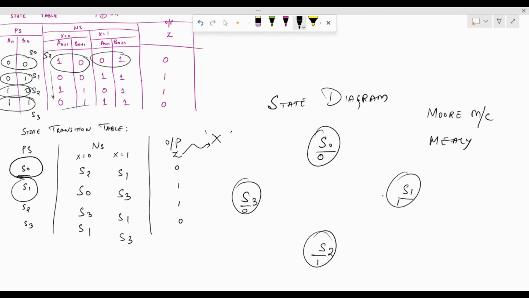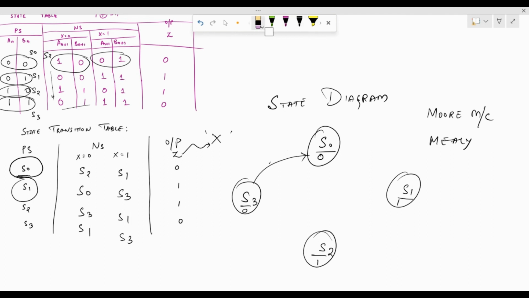which we'll look at in another example, where the output would also be a function of some external input, and therefore it will change as the input changes. In that case, it's not going to be fixed for one particular state, so it will not be embedded along with the state. It will be on the transition arrow, where it will be represented in this manner. We'll have the input and the output. So this is how it would be represented in case of a Mealy machine. But in this case, that's not what is happening, because this is a Moore state machine.